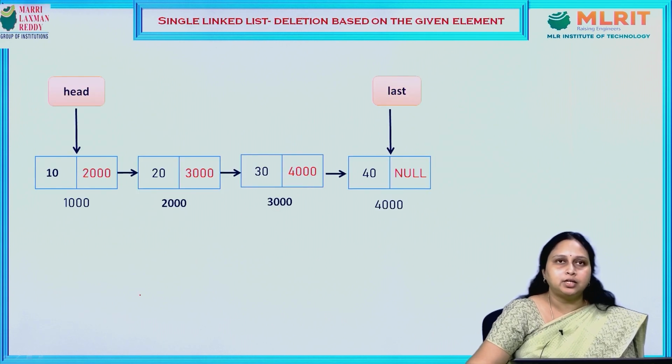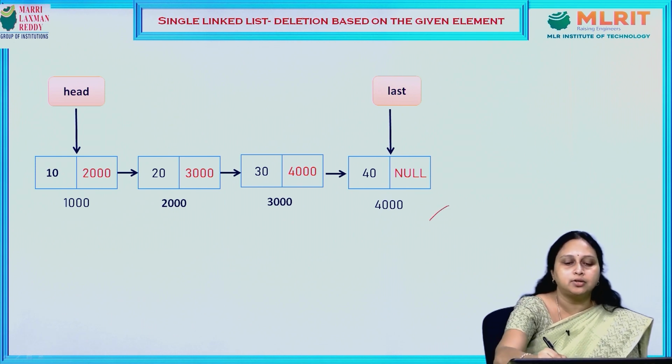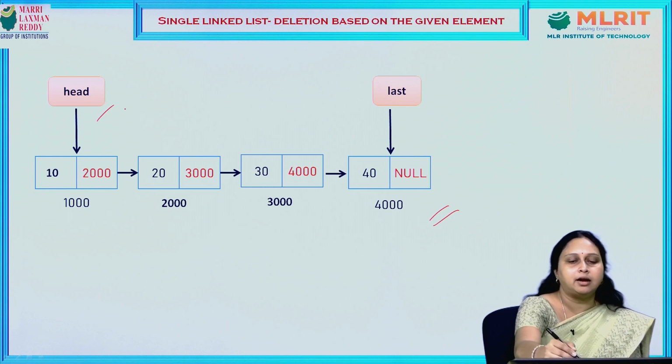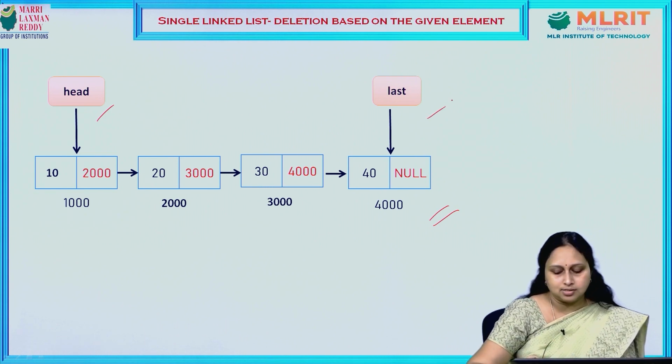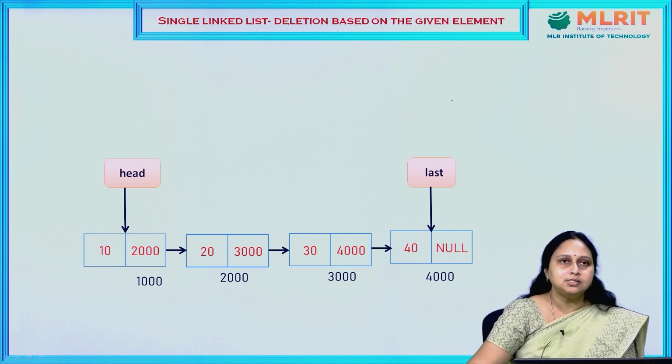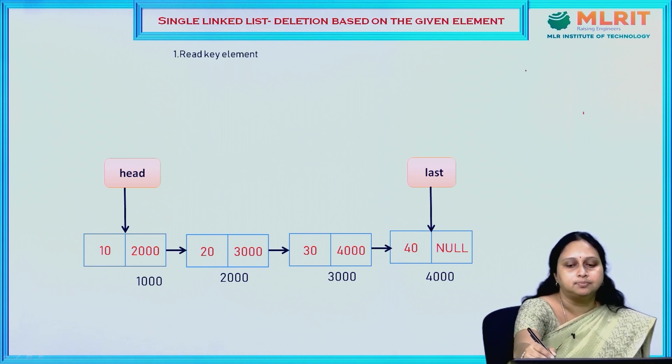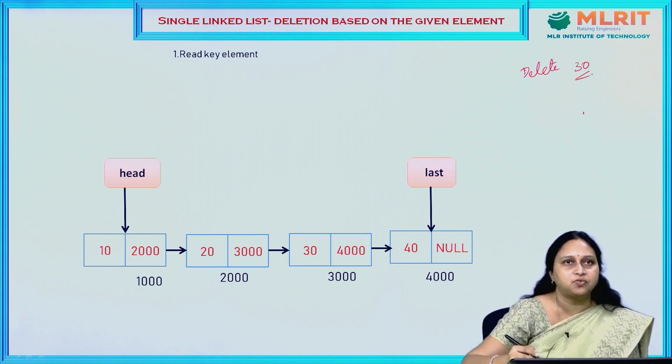And the next one is deletion based on the given element. Here also we are going to consider the 4 nodes. The first node refers to the head and the last node refers to the last. Now based on the key element, I want to delete a node from the list which I have, 4 nodes, right? Now consider I want to delete the element 30. The key element I am specifying is 30.